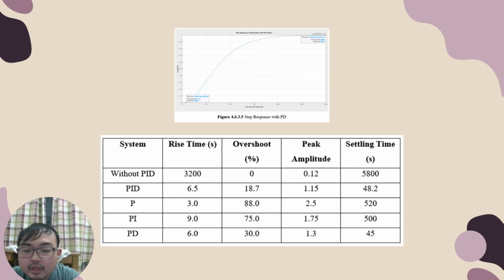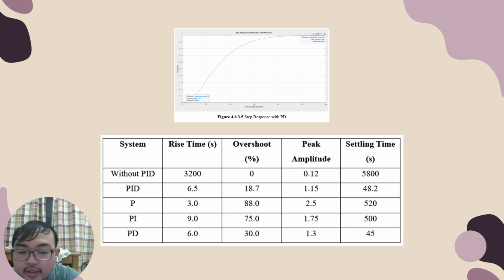First is the step response without PID controller. The rise time is 3200 seconds, followed by the settling time of 5800 seconds. The peak amplitude is 0.12 with no overshoot, so we can conclude that the system is stable but slow, responding conservatively with minimal dynamic performance.